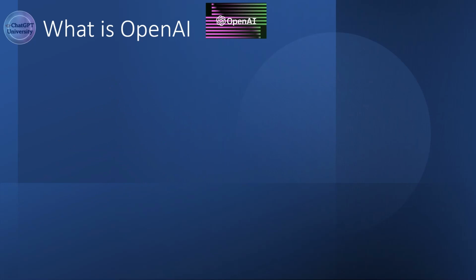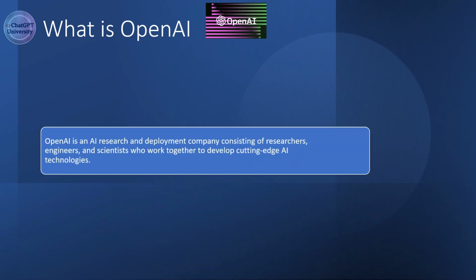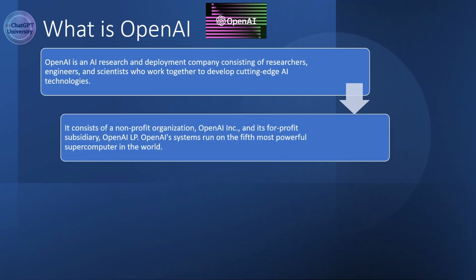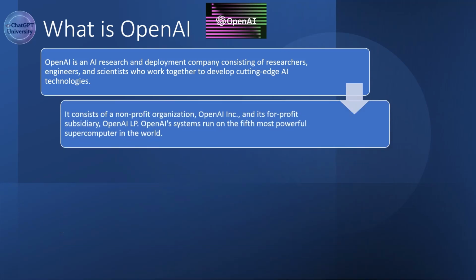So, what is OpenAI? Now, OpenAI is an AI research and deployment company which consists of engineers and researchers and data scientists who work together to develop cutting edge AI technologies. It's important to note that it consists of a non-profit organization, OpenAI Inc., and its for-profit subsidiary, OpenAI LP. OpenAI systems run on the fifth most powerful supercomputer in the world.